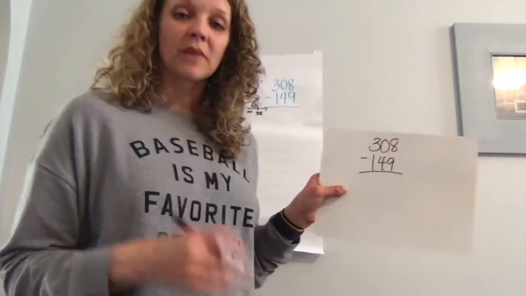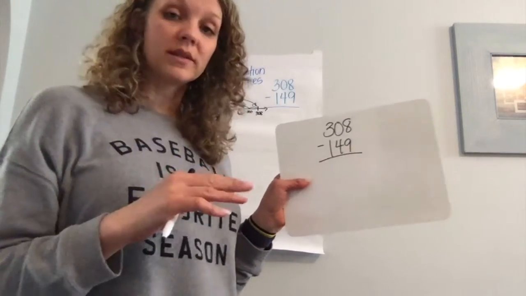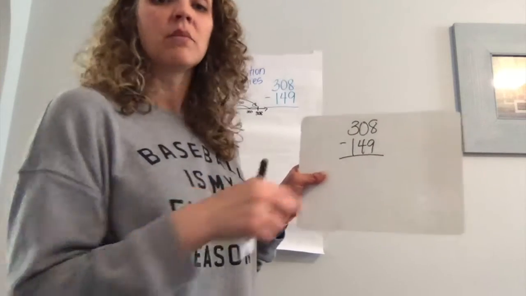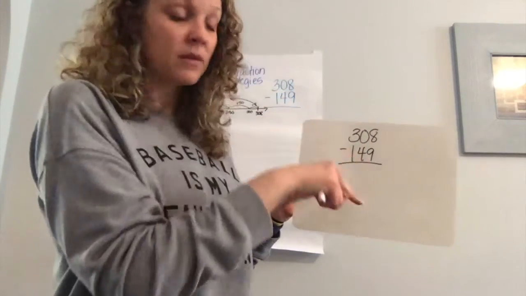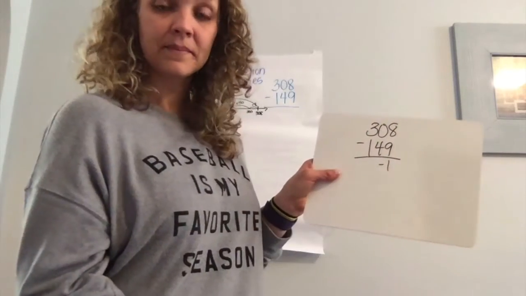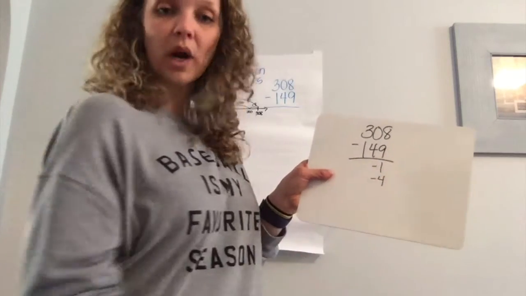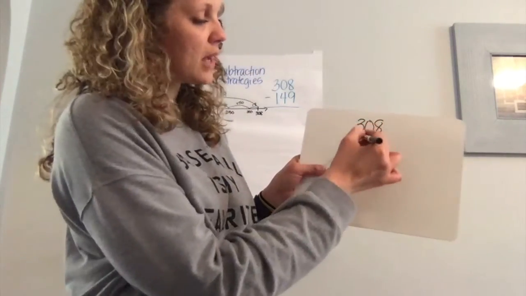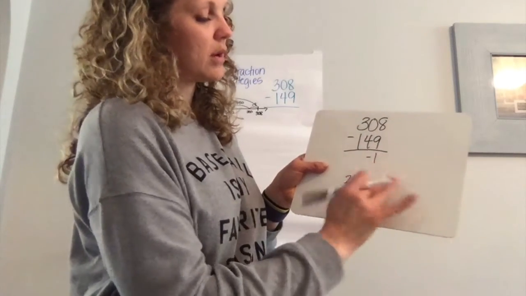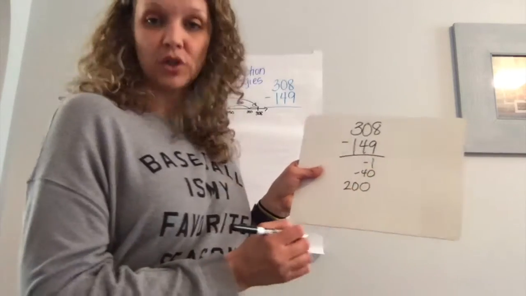So partial difference can be difficult. It is setting us up towards subtraction, but what's happening with partial difference is that you're going to end up with negatives because we have a lot of borrowing that has to happen in this problem. So 8 minus 9 is a negative 1. 0 minus 4 is a negative 4. And then 300 minus 100 is 2. Oh, sorry, it's a negative 40. My bad. And then we have a positive 200.